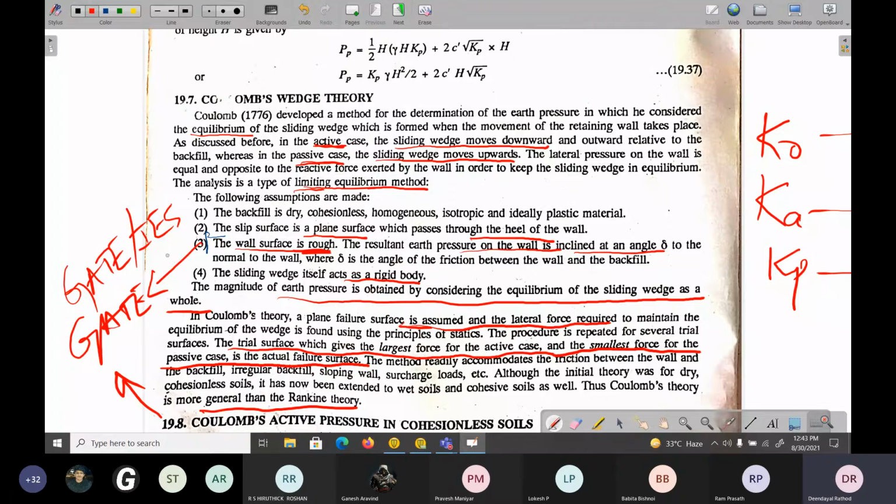So this is more general than Rankine's theory. He assumed the wall becomes rough, an inclined wall. He has considered the weights and so on. And finally he found the active earth pressures.